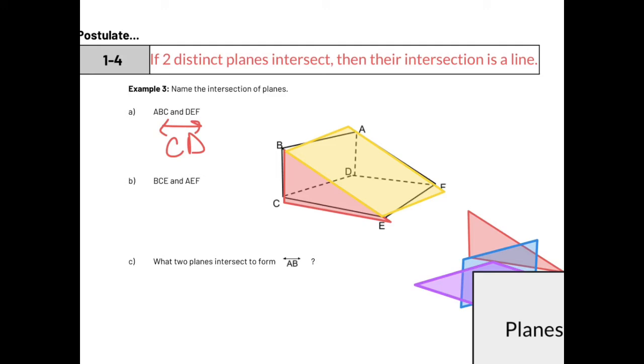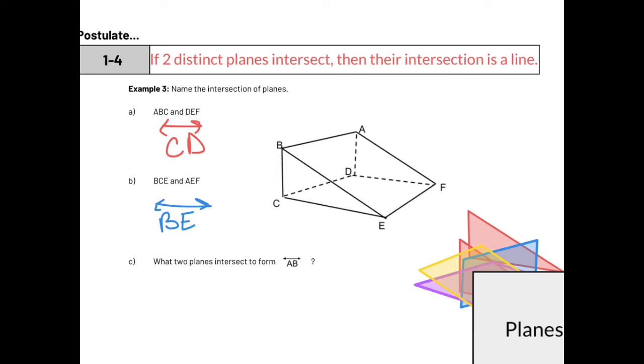So the intersection of these planes is where the yellow is meeting up with the red. The yellow and the red are meeting at this blue line at BE, as close as I can get there. So this line here is line BE. That's the intersection of those two planes.